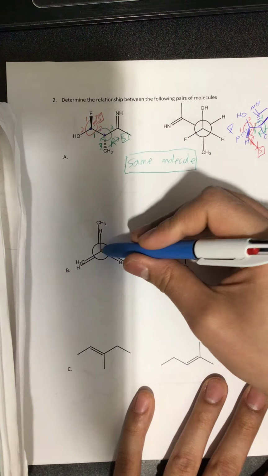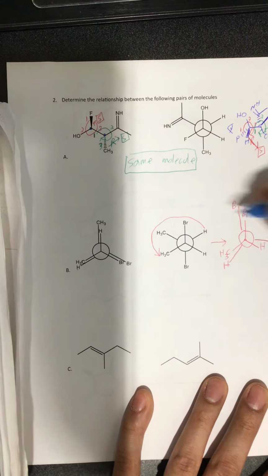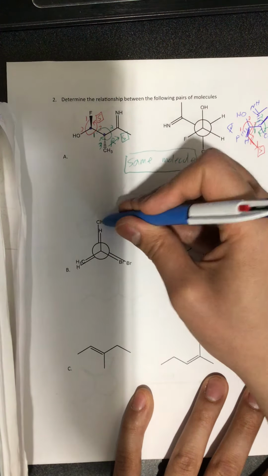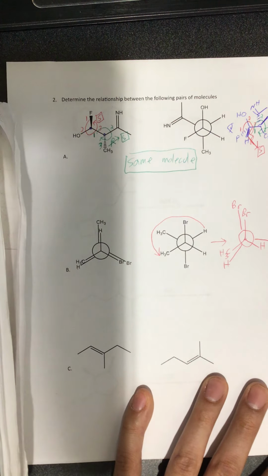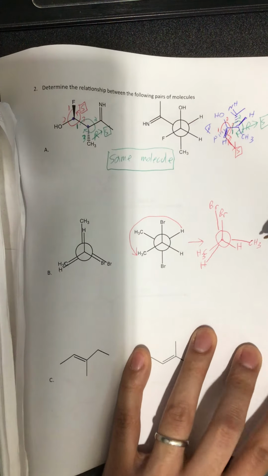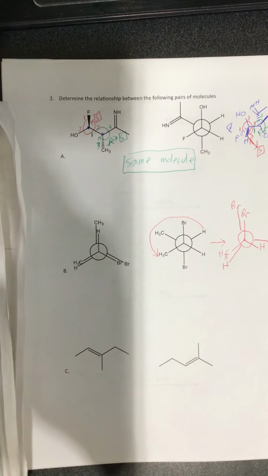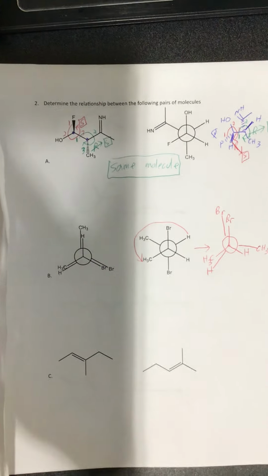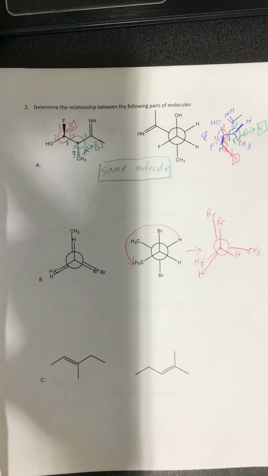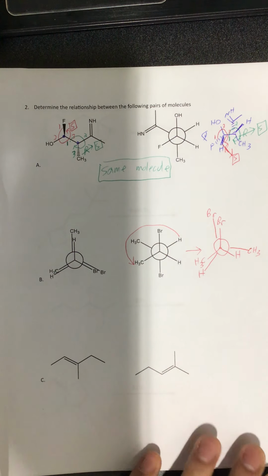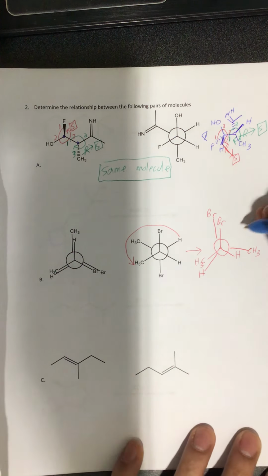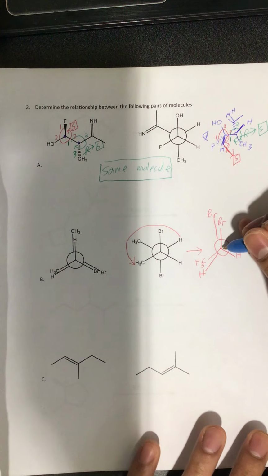On both the front carbon, HBr, BrH, CH3, Br, Br, CH3. I can't see that very well. They're switched on both the front carbon and on the back carbon. Maybe I can move this over a little bit more. Let's see a little bit more on the page. Hopefully this tower of books does not fall. Meaning both stereocenters are switched.